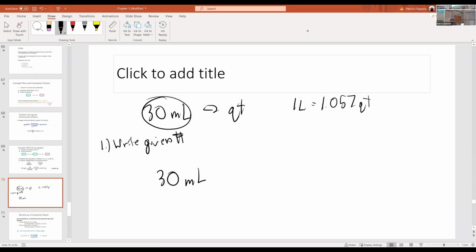Then the next thing is we're going to use our conversions or what we know to get to our desired unit. Now we're getting to quarts. So most of the time we want to think backwards with what they give us. So for quarts, what we have given is 1 liter equals 1.057 quarts. That means it gives us liters, so we want to get to liters. How can we get from milliliters to liters?